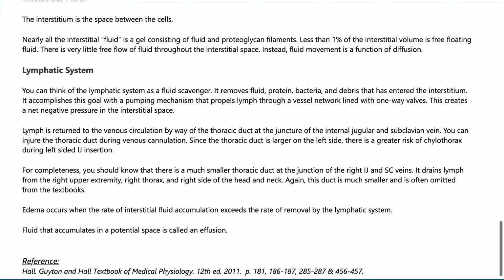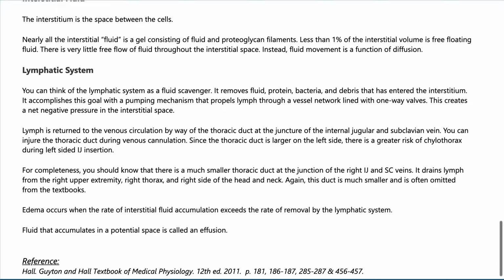Since the thoracic duct is larger on the left side, there is a greater risk of chylothorax during left-sided internal jugular insertion. For completeness, you should know that there is a much smaller thoracic duct at the junction of the right IJ and subclavian veins, and it drains lymph from the right upper extremity, right thorax, and right side of the head. Again, this duct is much smaller and often omitted from textbooks.